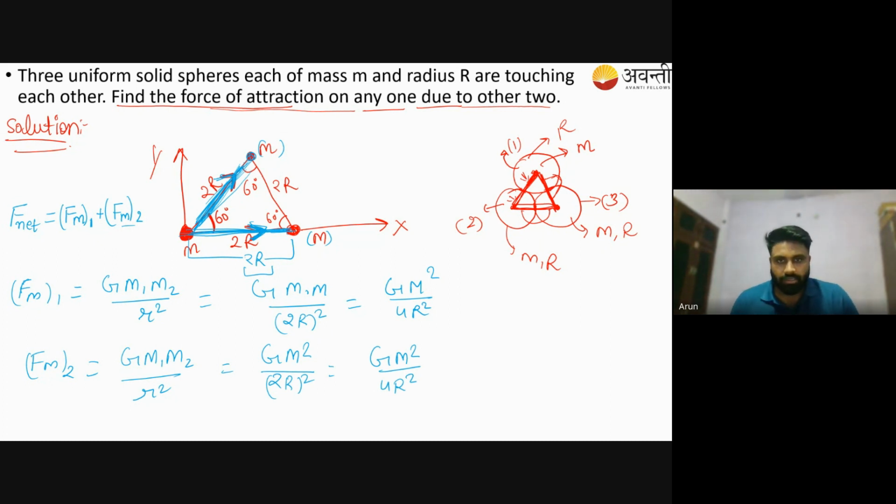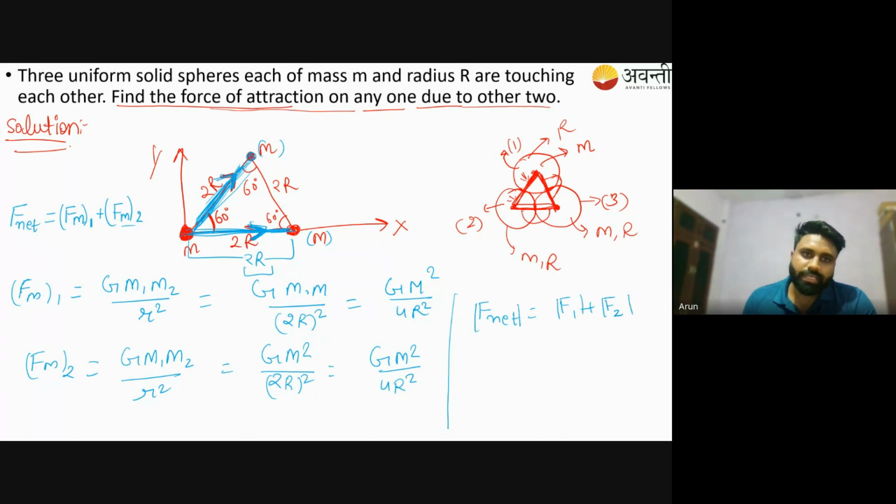If you try to find out the net force, it is F1 plus F2 by the principle of superposition. Although I am calculating only the magnitude here, so magnitude will come. If you take it in vector form, you have to take this force at an angle of 60 degrees, calculate the component along the line joining them, and then put it in the equation.